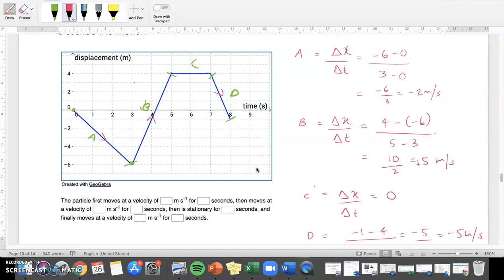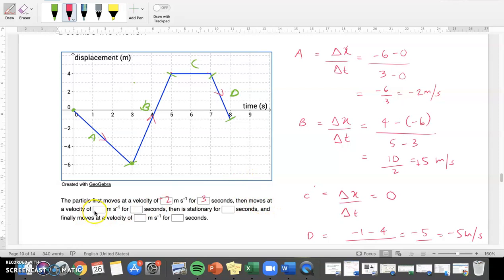Okay, so let's answer the question now. The particle moves at a velocity of what? Minus 2, right? For how many seconds? That occurred for like 3 seconds. So A, from this part to this part, it was minus 2 at section A, and it occurred from time 0 to time 3. So it happened over 3 seconds.